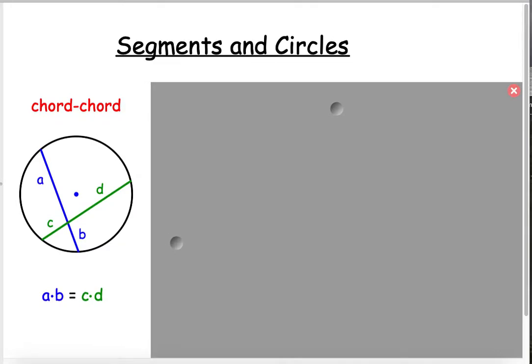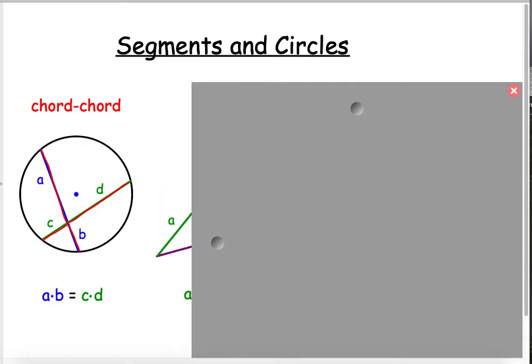And that's called the chord-chord case. And that's when you have two chords that cross in a circle. And notice if two chords cross in a circle, they split each other up into four segments. And it turns out that if you multiply, in this case, A times B, that will equal C times D. So in terms of what we're looking at, that means whenever you have two chords crossing, this piece times this piece will equal this piece times that piece.